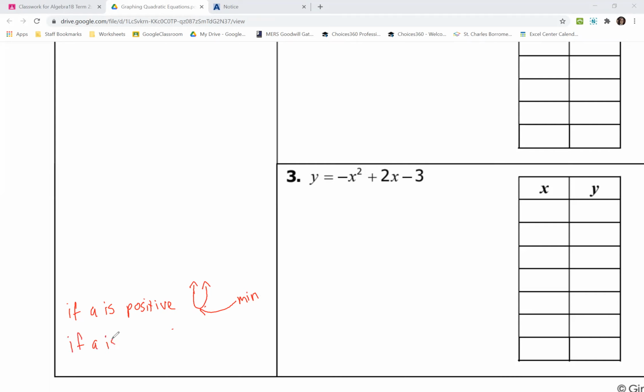If the A is negative, okay, it's going to look like this. And so my vertex will be a maximum point. So just kind of note that it's a very quick way to look at your equation without having to graph anything and quickly say, do I have a maximum or do I have a minimum?